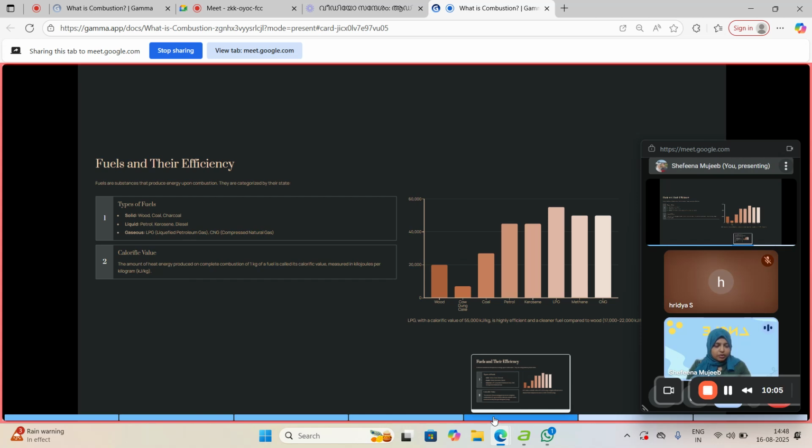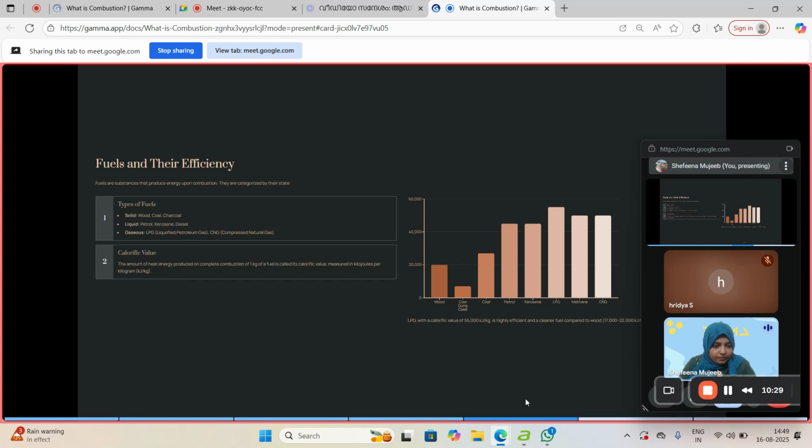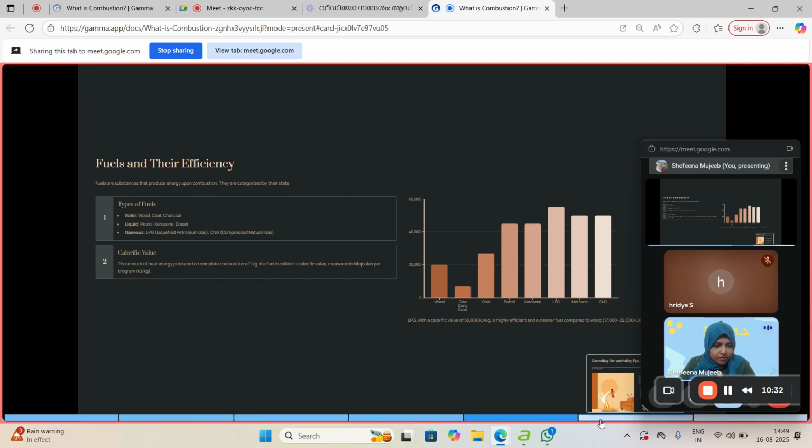55,000 kilojoules per kilogram is the calorific value of LPG, and it is also a clean fuel that doesn't cause much pollution to our atmosphere. So I am discussing through this slide the fuel efficiency, or calorific value, and how we can calculate the calorific value of a fuel. I think you understand the concept from this slide. Okay, then move to the next slide.